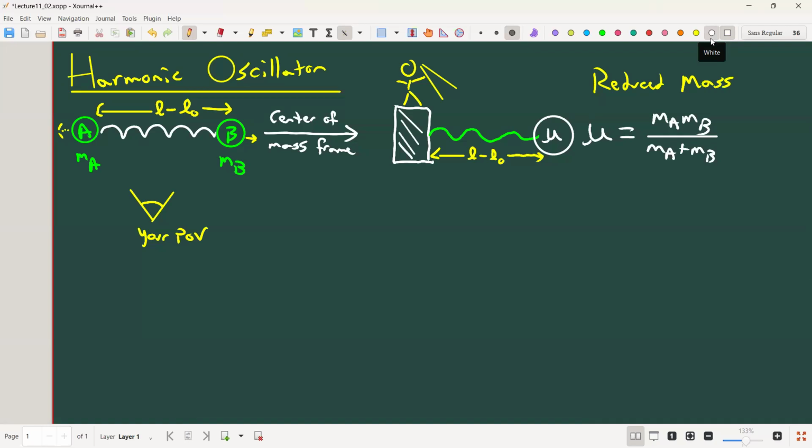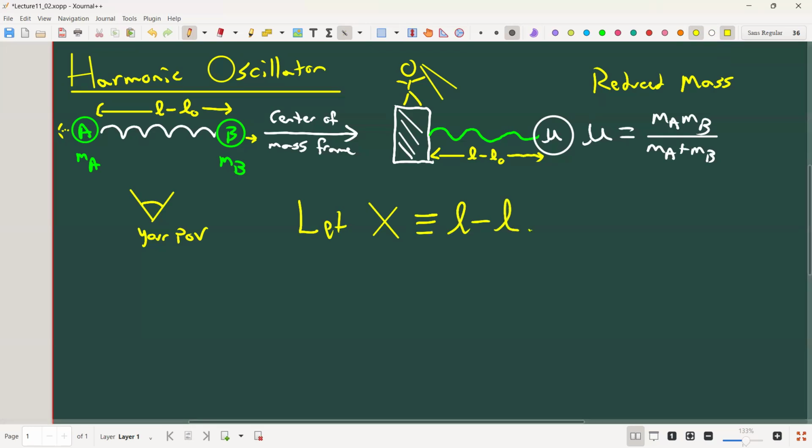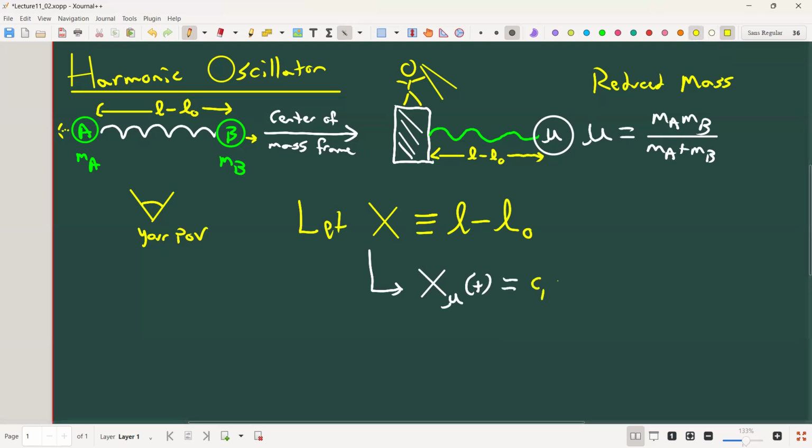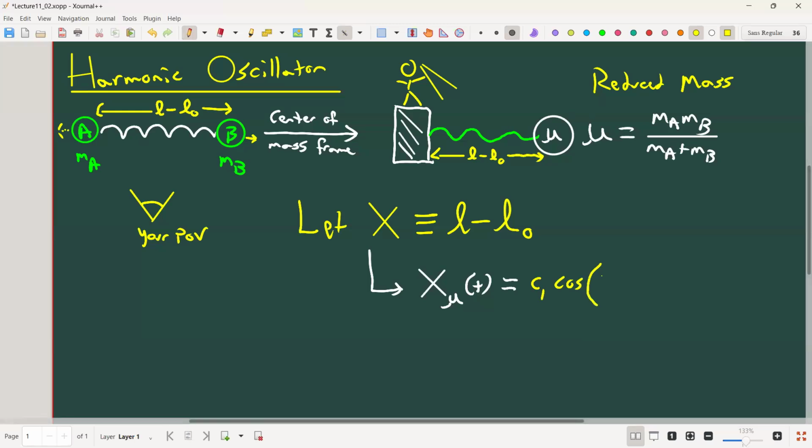And what we find is that if we create a new variable x, which is L minus L naught, that relative coordinate of displacement, then the motion of our mass mu as a function of time, that's the motion of x, the x coordinate, looks like a cosine wave or a sine wave with a frequency that is equal to the stiffness of the spring divided by the reduced mass, in time.